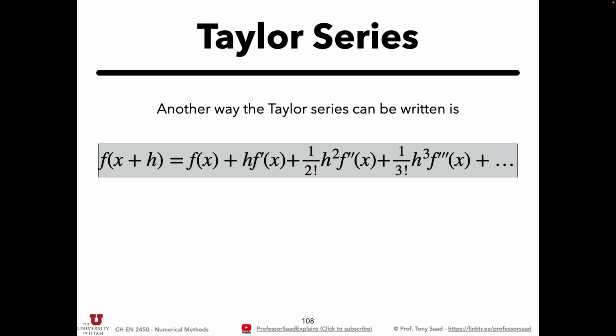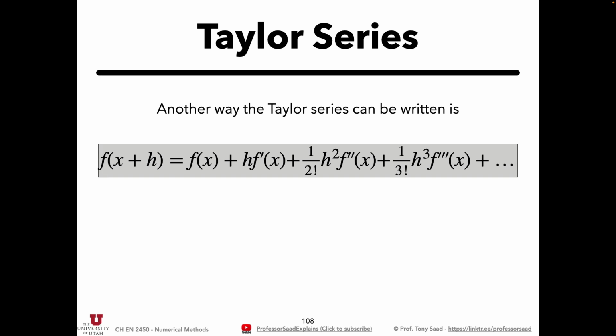Instead of putting A on the right-hand side, I'm going to take A and put it on the left and say the expansion of f of x in the vicinity of x, at some point h away from x, so f of x plus h. This is frankly easier for me to remember. It's f of x plus h f prime plus h squared over 2 f double prime plus h cubed over 3 factorial f triple prime and so on. It's the same formula you saw before, just written in a different way.